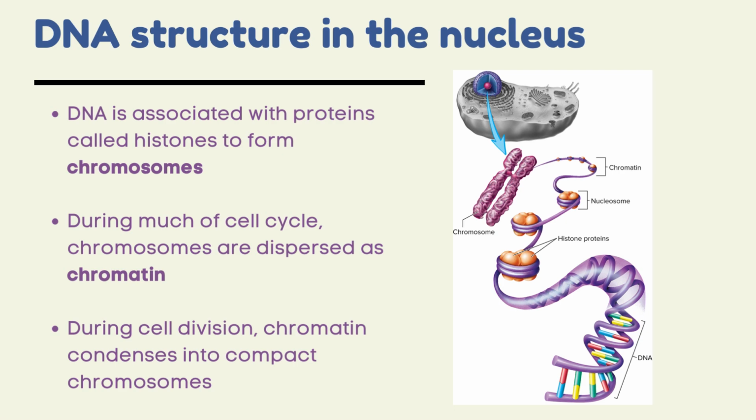Chromatin can condense itself into very tightly bound structures called chromosomes. You can see these structures in the image. The chromosome is the purple X-shaped structure at the top. During much of the cell cycle, chromosomes are found as chromatin. During cell division, chromatin condenses into the compact chromosomes.